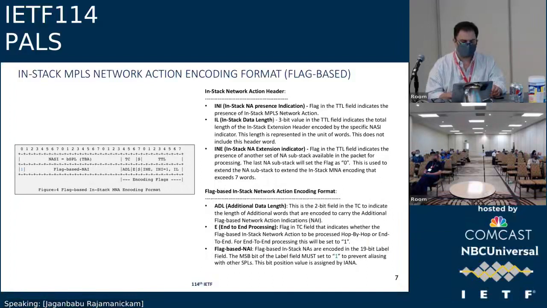Another field is the TC field, which will be repurposed to add additional data length. This is a 2-bit field to indicate the length of the additional words that are encoded to carry the additional flag-based network indicators. For example, currently we can encode 19 flag fields here. If a 20th application comes and requests a flag-based indicator, then the ADL will be set to 1, so that we can add another LSC to encode the flag-based indicator. Next slide, please.